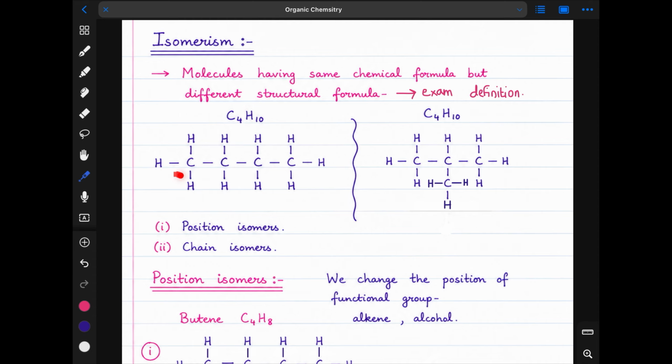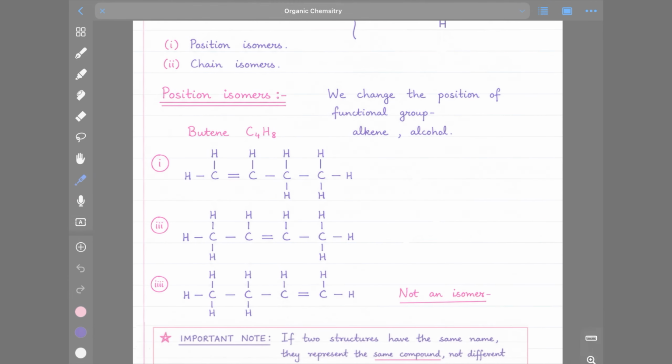The first one has all of the 4 carbon atoms connected in one main chain. But if you look at the second one, the first 3 carbon atoms are in the main chain, and 1 carbon atom is coming off as a branch. So remember this simple idea: same atoms, same molecular formula, but a different arrangement of these atoms. That's what makes them the structural isomers.